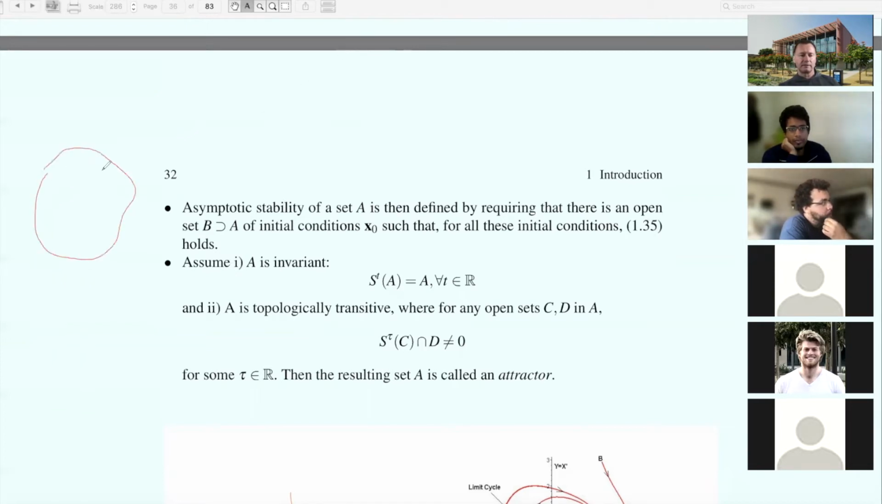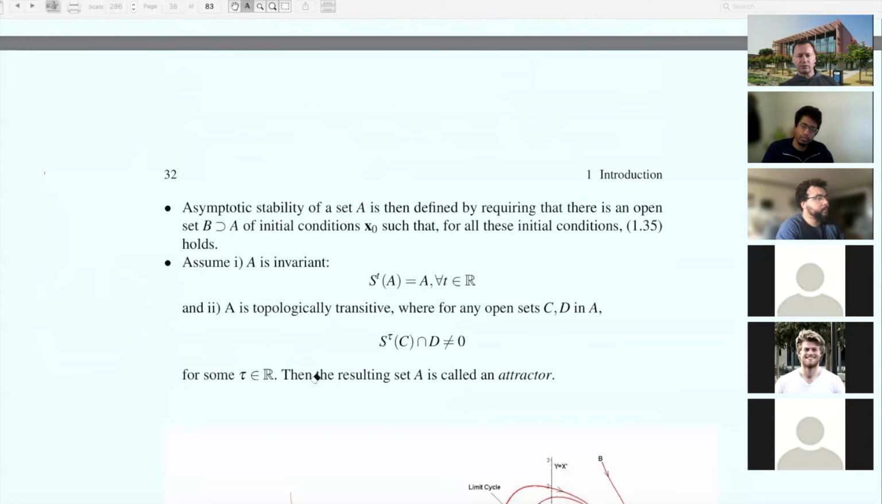So here is B, and B is open. The boundary of B is not really in B; that's just denoting the outside. And here is my set A, and A is a subset of B. For any initial condition in B, the distance between the trajectory starting from that initial condition and A goes to 0. That's asymptotic stability. So now you have a bunch of initial conditions that start in an open set B and they converge down to A.